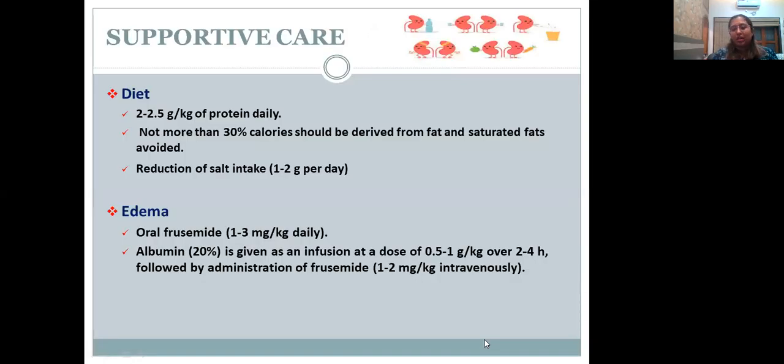So apart from this hospital care and steroid medicine care, the next thing that we also have to keep doing side by side is our supportive care. The child has lost a lot of protein, and with that there is a lot of hyperlipidemia as well. So we have to control all of this through diet. In the diet, we have to give the child around 2 to 2.5 gram per kg of protein daily. Not more than 30% of the calories should be derived from fat, and saturated fats have to be avoided. And reduction of salt intake.